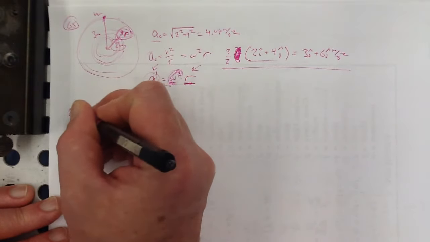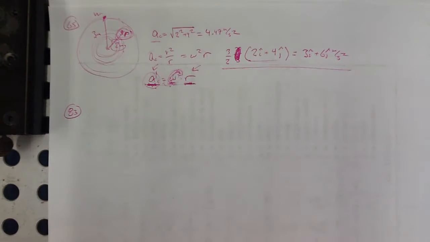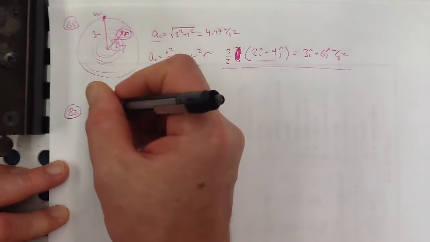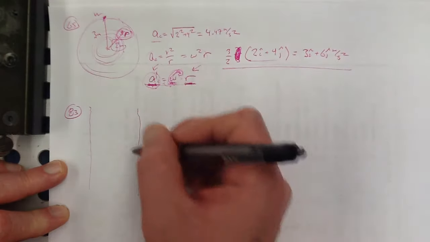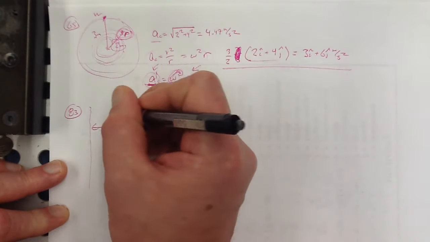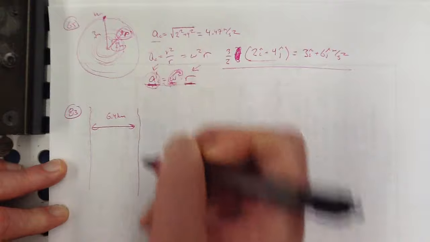Let's see, 83 is next. A woman who can row a boat at 6.4 kilometers per hour in still water faces a long, straight river with a width of 6.4 kilometers. So here's the river. It's 6.4 kilometers across.